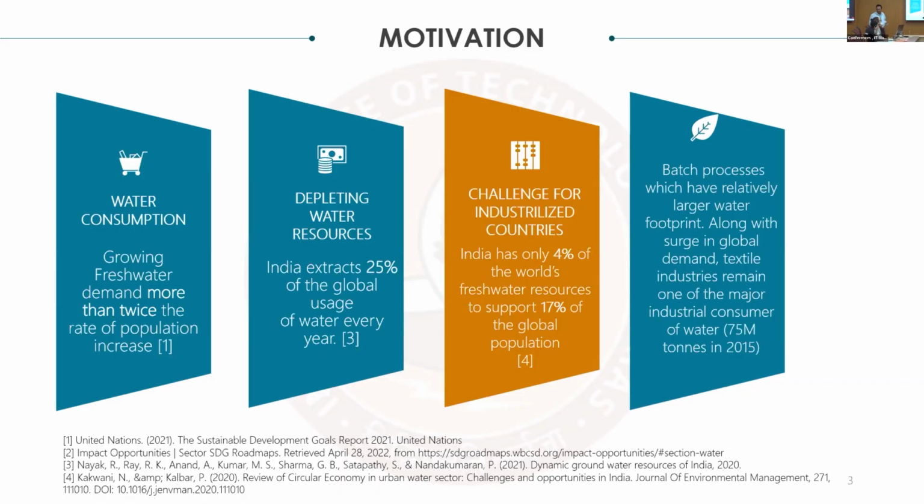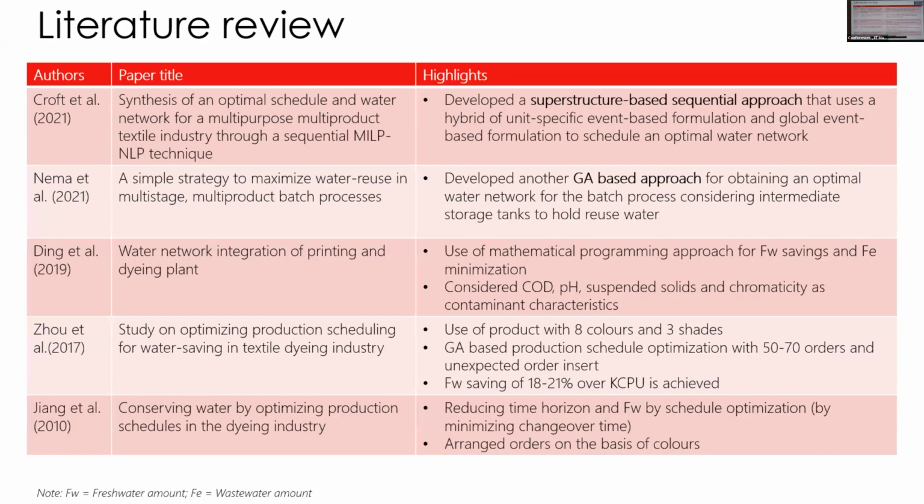as well as the textile industry. The textile industry is specific to Southeast Asian countries, and India is one of the major textile industry hubs, and therefore water is consumed a lot in these industries. And it has to be corroborated with the fact that India has only 4% of the freshwater resources to support 17% of the global population. So in that sense, India is really a water stressed country, and we are doing more batch processes as well, which will stress even further.